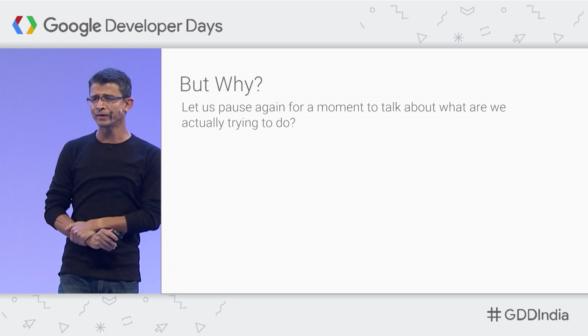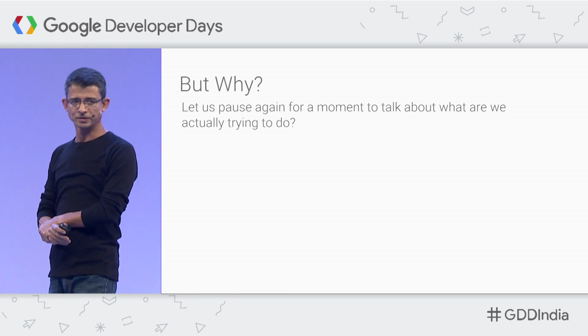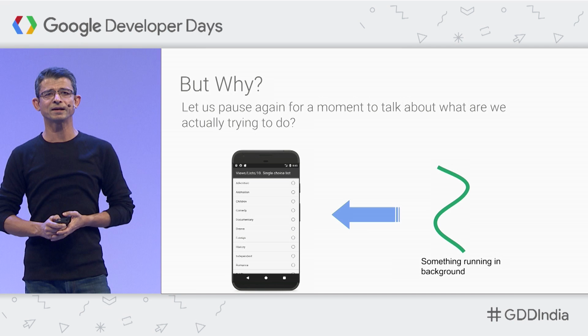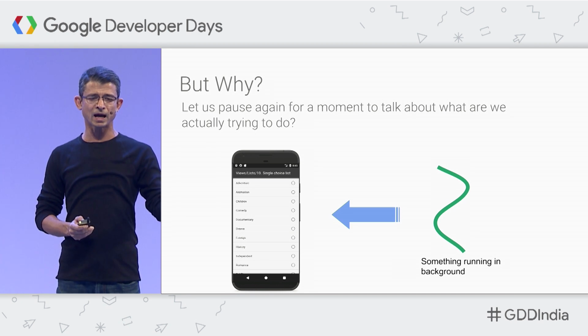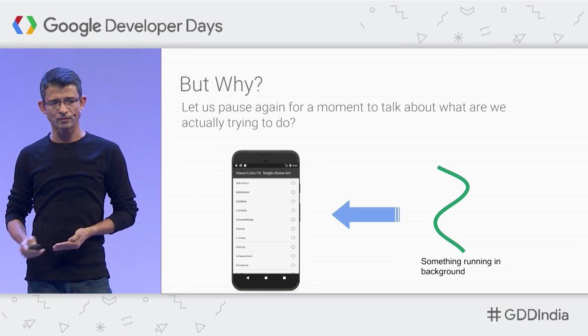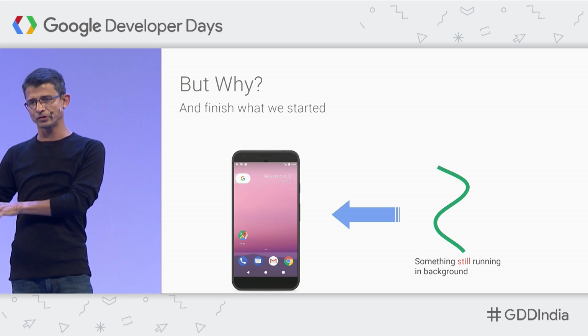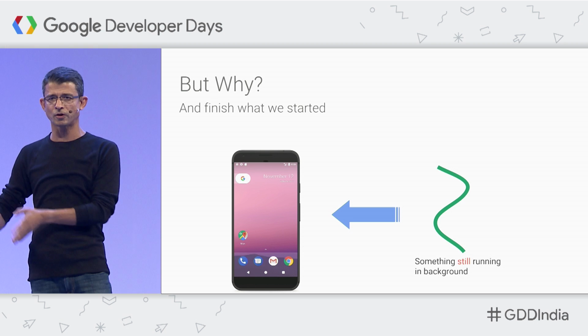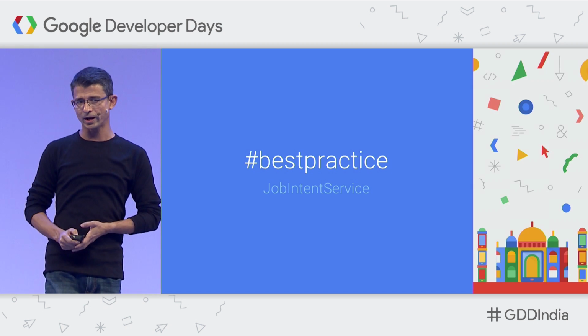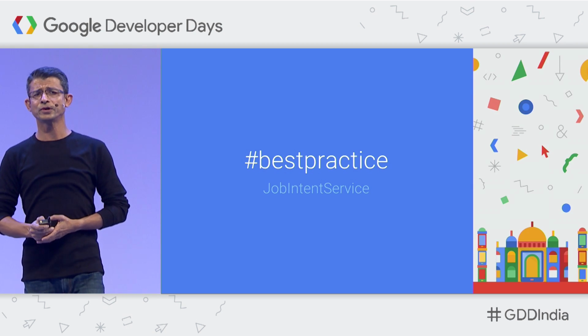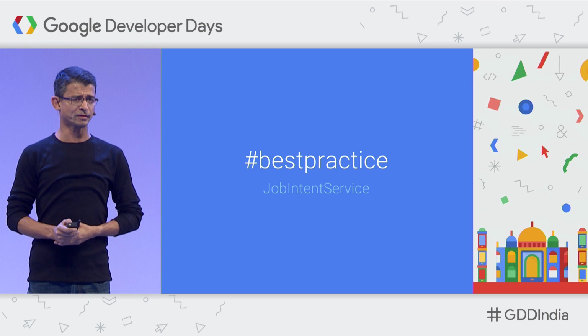So, but what are we really trying to do with background services in general? So a good example for that is that I was running my app, and I was running something in the background. And the app goes to the background, but I still want to finish what I was doing. I want to continue what I was doing. I don't want to just stop it right there for a little bit more time. So with that, I want to introduce a best practice for using a job intent service.